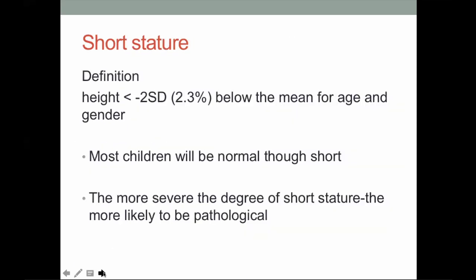Okay, so let's move on to abnormal growth. And what I want to talk to you mainly about today is short stature, right? Now, this is how you define short stature. It's a height below the -2 standard deviations, which correlates approximately to the 3rd centile. It's actually the 2.3 centile, below the mean for age and gender. So mean means the 50th centile, and age and gender.